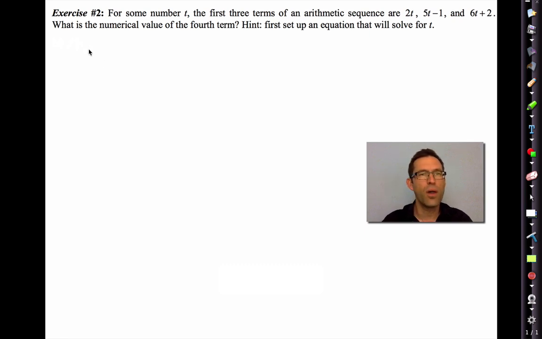Wow. So all I know is that 2t, 5t minus 1, and 6t plus 2 forms an arithmetic sequence, and I want to know what the fourth term is. The numerical value, like is it 7, is it 18? It says first set up an equation that will solve for t.